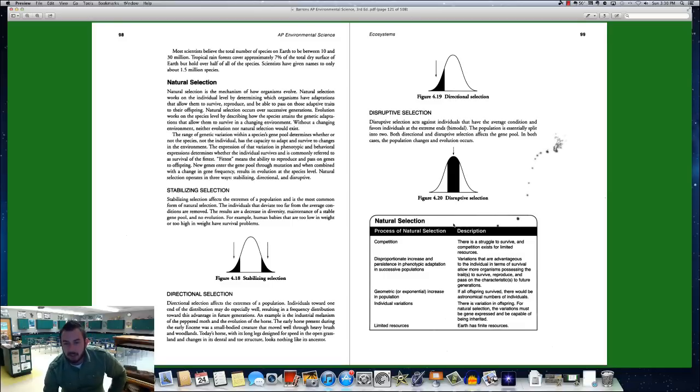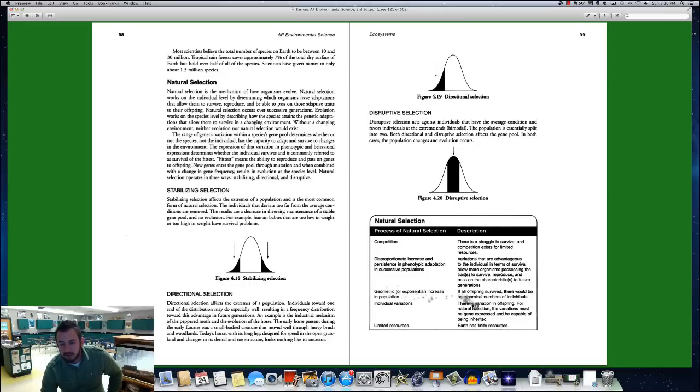Okay? Natural selection, again, the process of natural selection is competition. Disproportionate increase in persistence and a phenotypic adaptation in successful populations. For a description of this, it's variations that are advantageous to the individual in terms of survival, allowing more organisms possessing the traits to survive, reproduce, and pass on those characteristics. Geometric or exponential increase in population: if all offspring survive, there would be astronomical numbers of individuals, which could not be handled, there wouldn't be enough resources.